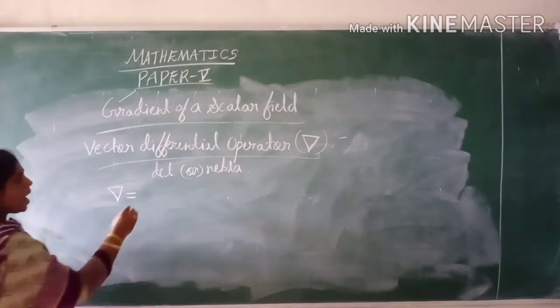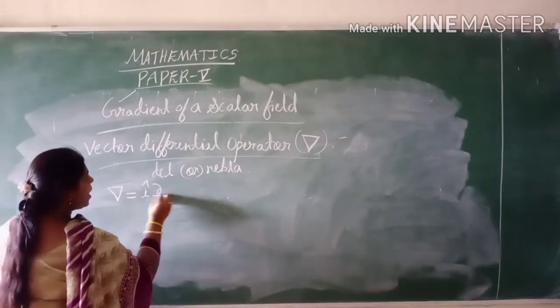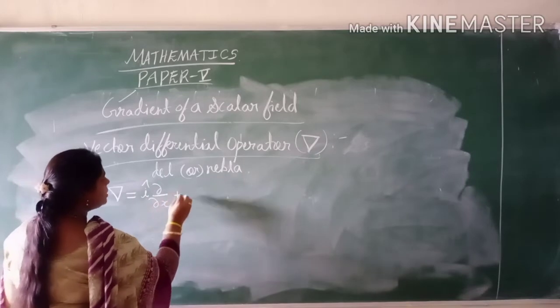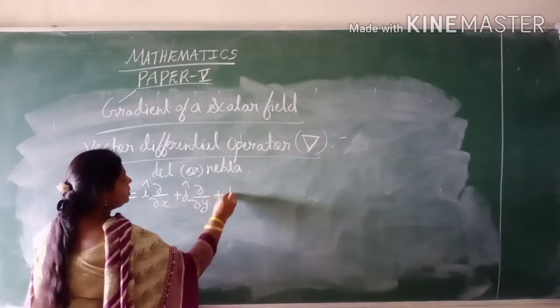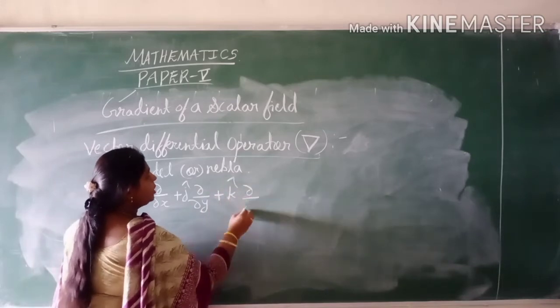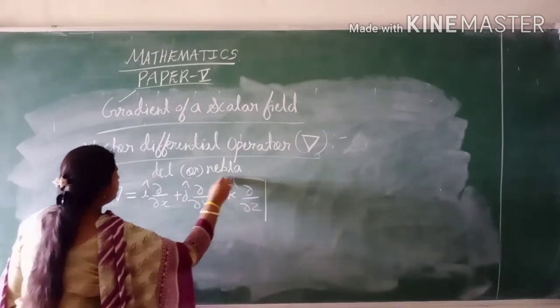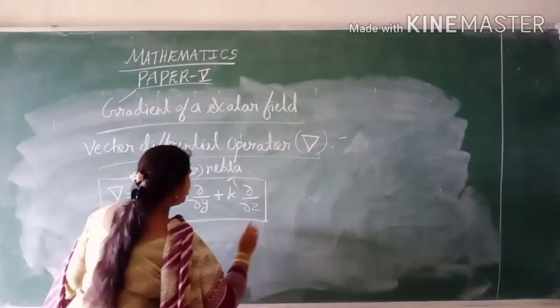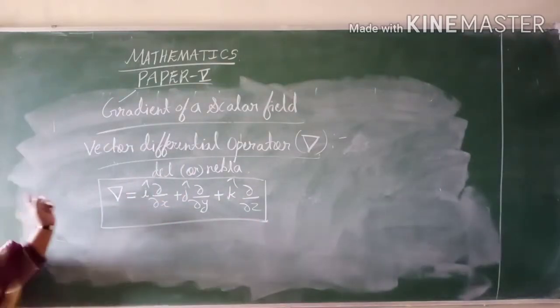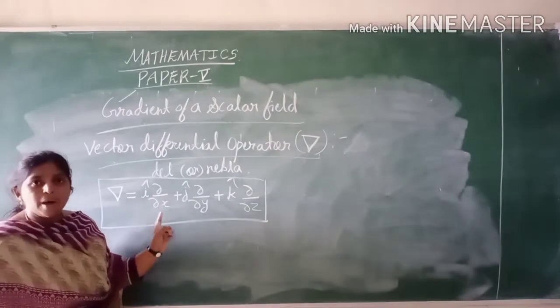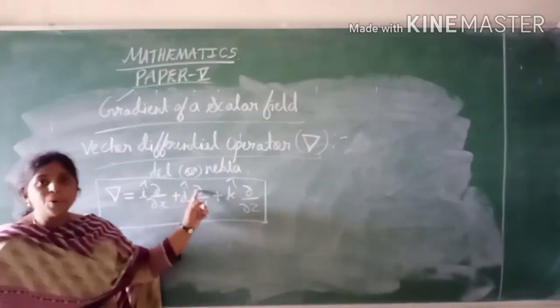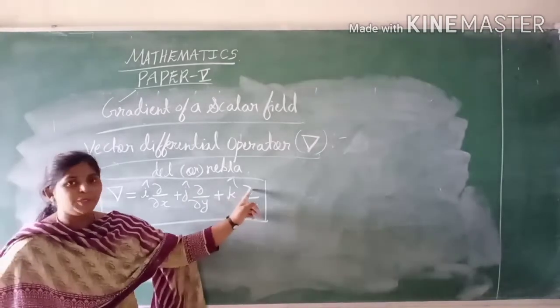That is i cap into dou by dou x plus j cap into dou by dou y plus k cap into dou by dou z. This is a basic concept. You want to remember it throughout the chapter. What is the formula? Del is equal to i cap into dou by dou x plus j cap into dou by dou y plus k cap into dou by dou z.